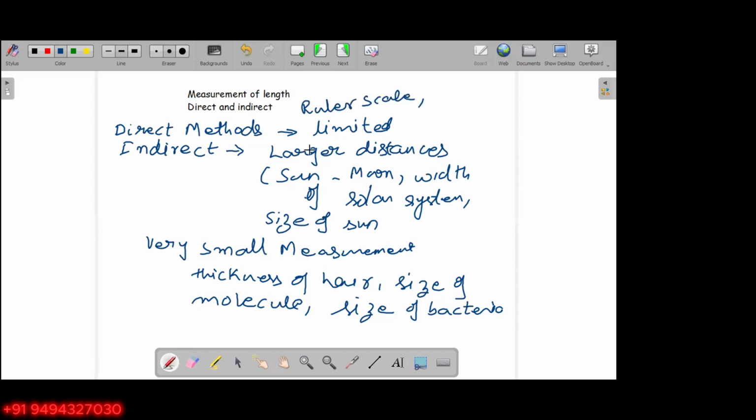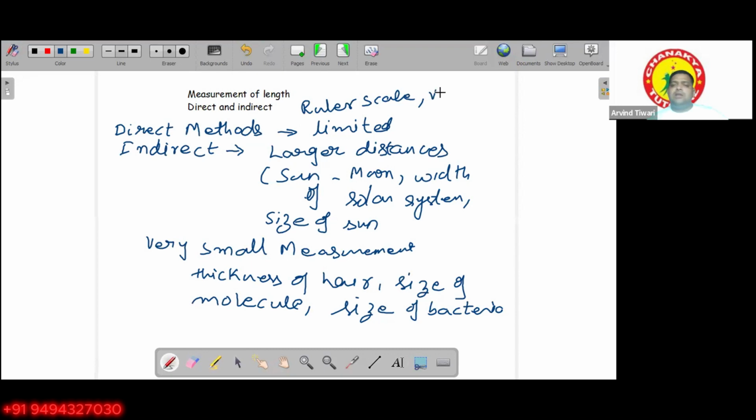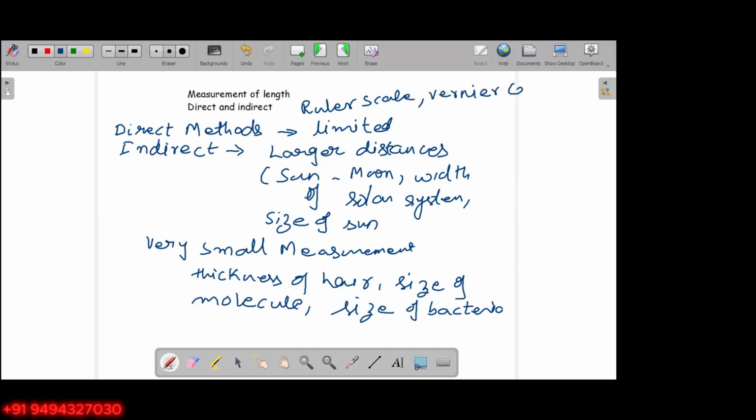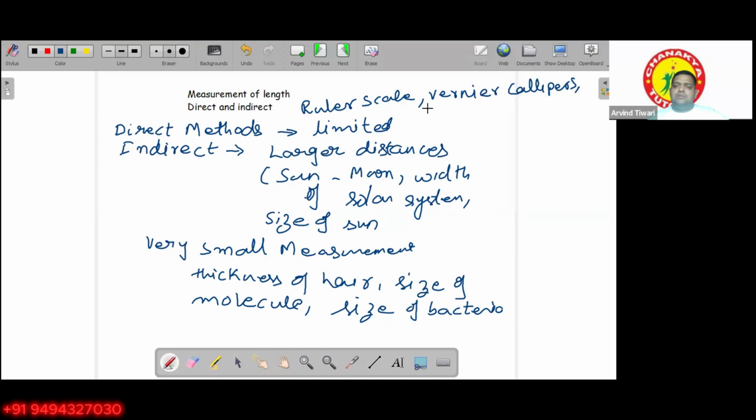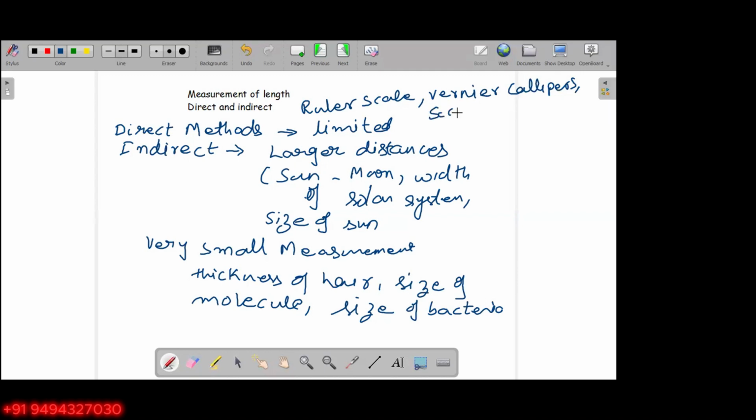Apart from the ruler scale, you have other instruments like the vernier caliper, which is used to measure smaller distances. You will have a screw gauge.